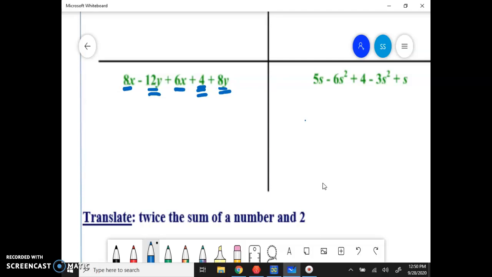8x plus 6x is 14x. Done with them. Now I have the y's. Oh, I have negative 12y's plus 8y's. That's going to be negative 12 plus 8 is negative 4y. All right, now I'm done with it. And this 4, I have no other constants to combine or to add or subtract, so I just drop this down into the answer. And that's it.